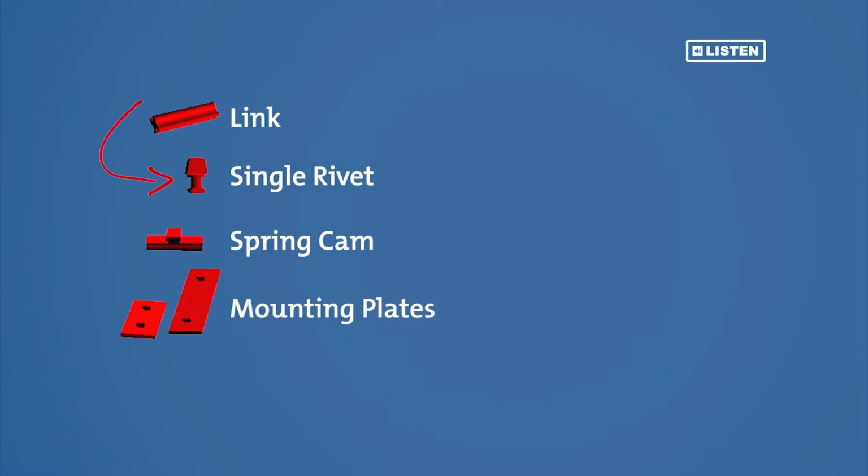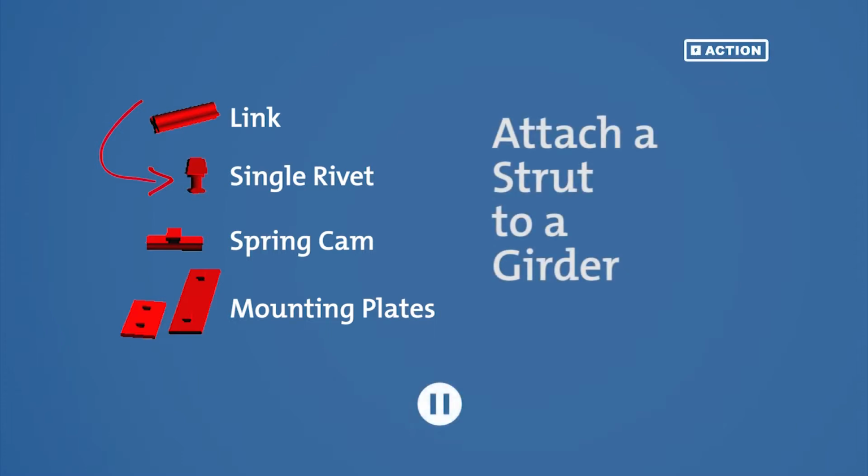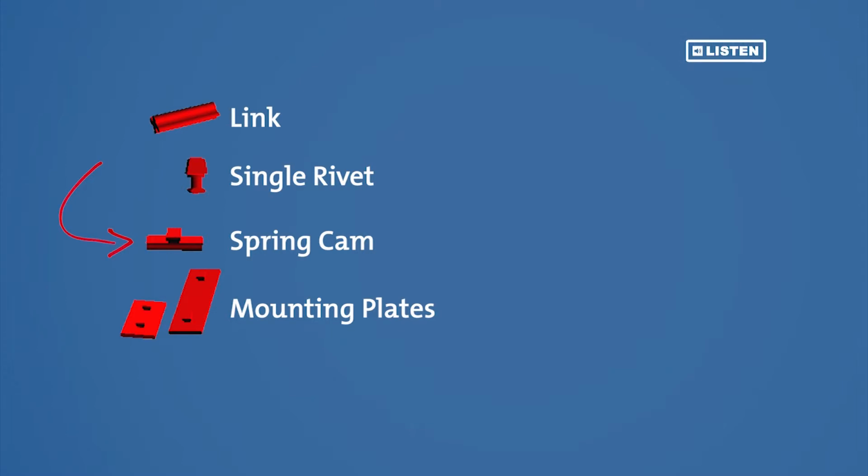Single rivet. Rivets are used to attach struts to girders and building blocks. Can each group attach a strut to a girder? Spring cam. Spring cams are used to connect building blocks. Can each group connect two building blocks using spring cams?